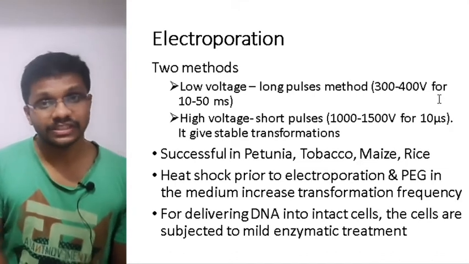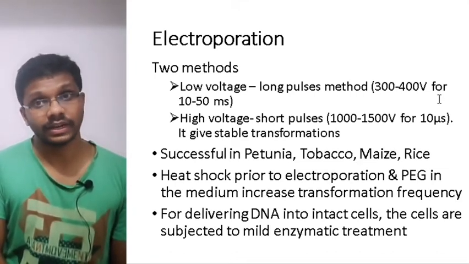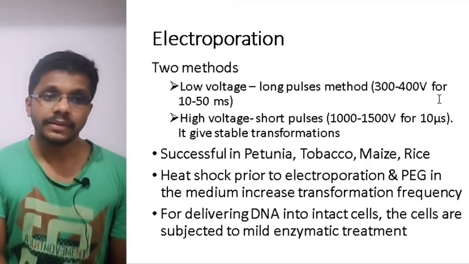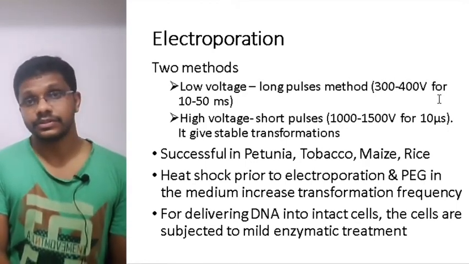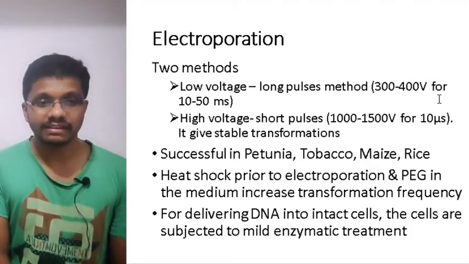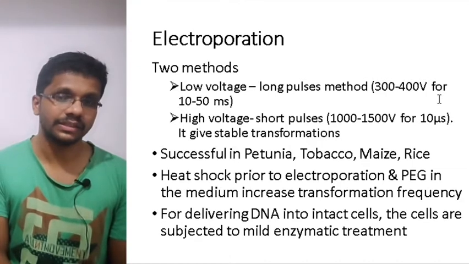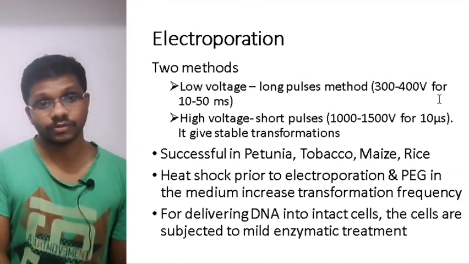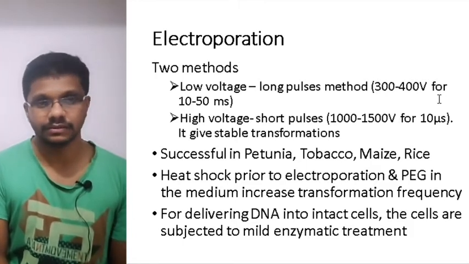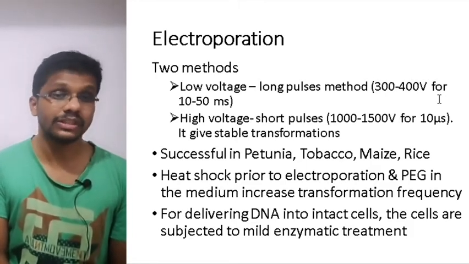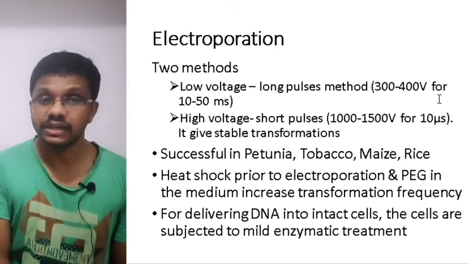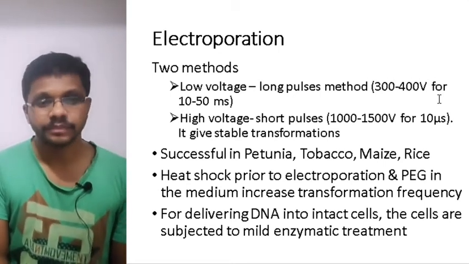Next is electroporation. The instrumentation and everything else is similar to bacteria and animal cells. In the case of plants, we can use two different methods: one is the low voltage long pulse method, and the second is the high voltage short pulse method. Some plants will respond to one method, and other plants will respond to the other method, depending on the type of plant we are using. Electroporation is very successful in petunia, tobacco, maize, and rice.